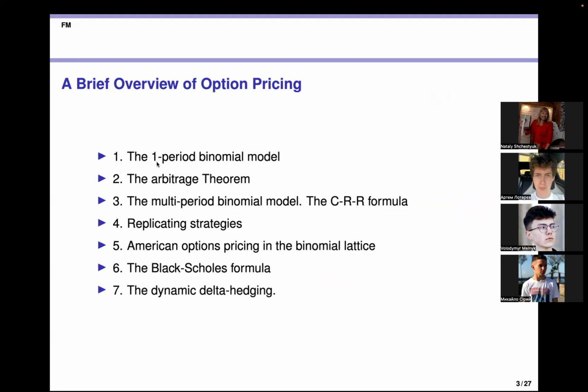First, we studied the one-period binomial model, after that the multi-period binomial model, and you remember the Cox-Ross-Rubinstein formula. In the previous lesson, we studied American option pricing in the binomial tree because it is another kind of option. We suppose that the market consists of at least three components, and the third component is options, derivatives, which could be a European option or an American option.